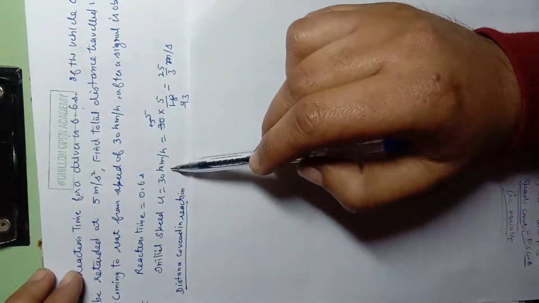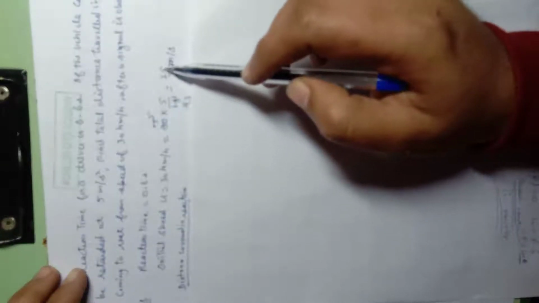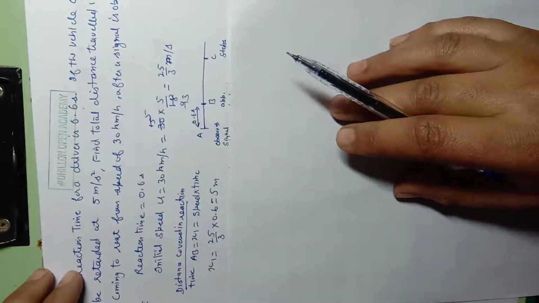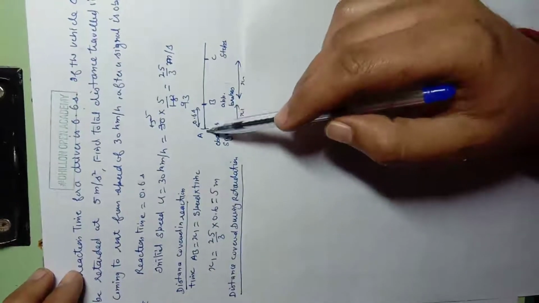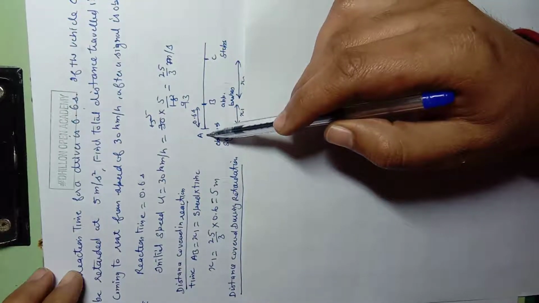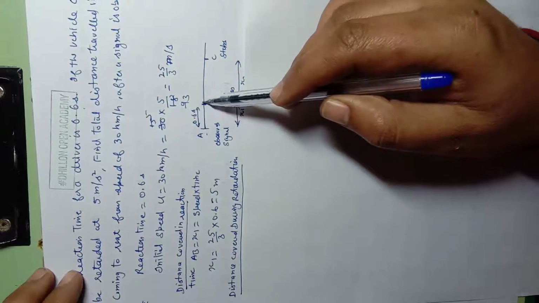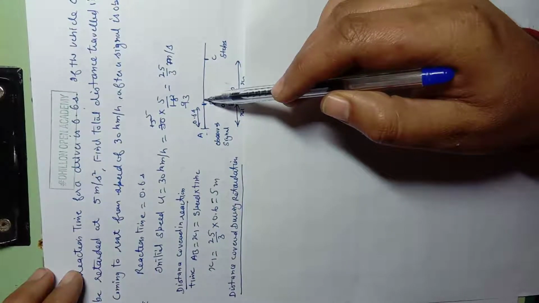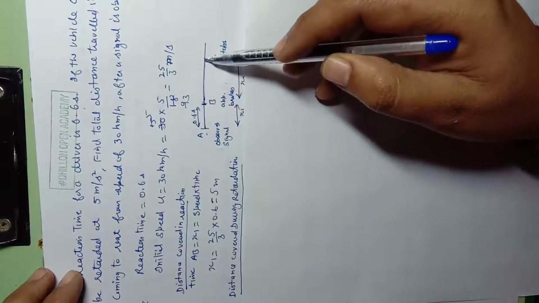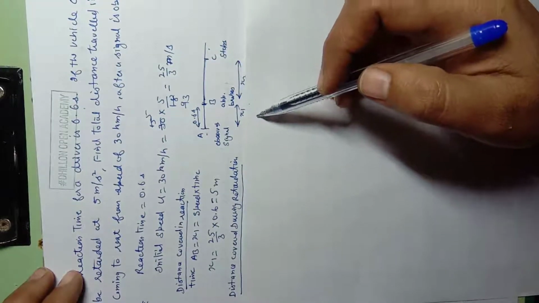Initial speed is 30 km per hour, which after conversion to meter per second, the value is 25 by 3 meter per second. So this is what is happening. Motion in a straight line. Driver observes the signal at the point A, takes 0.6 seconds to apply the brake. Brakes are applied at the point B, and then finally it comes to a state of rest at the point C. So here we have to calculate two distances.